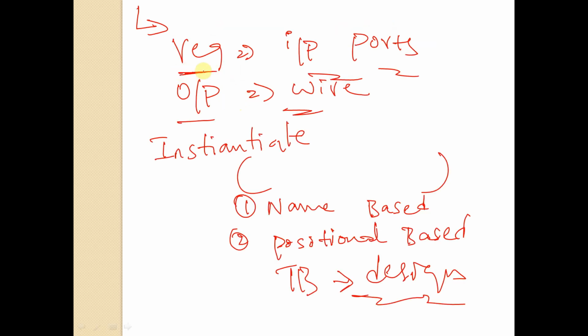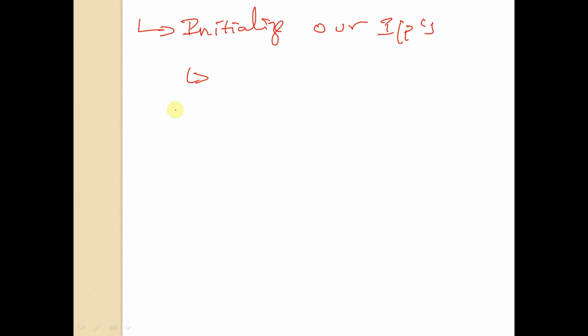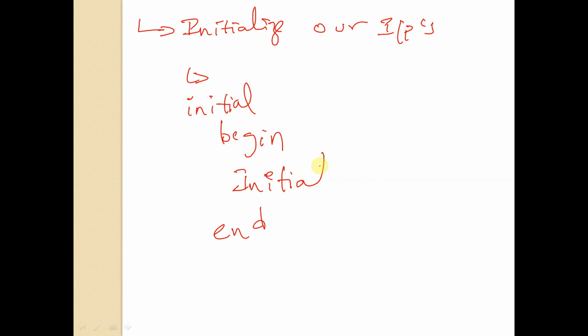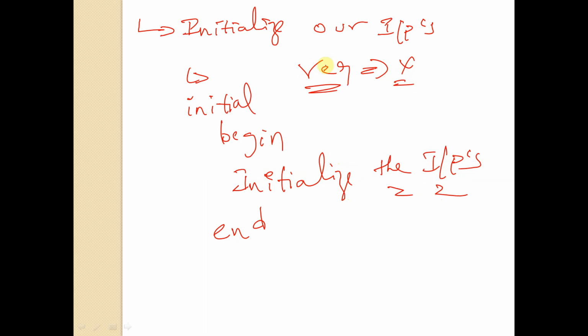And coming to the next step, we will initialize all our inputs, that is, the variables which we have declared as regs, we will initialize all of them within an initial begin block. Generally this is preferred because by default the value of our reg will be unknown. So when we initialize our inputs to 0, it will be some known value so that we can proceed further.